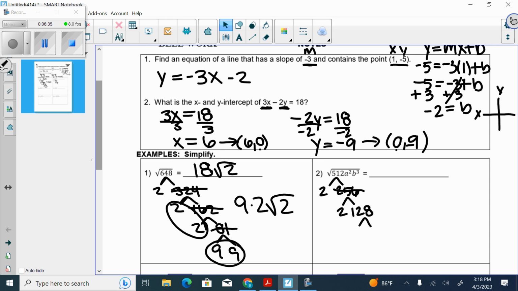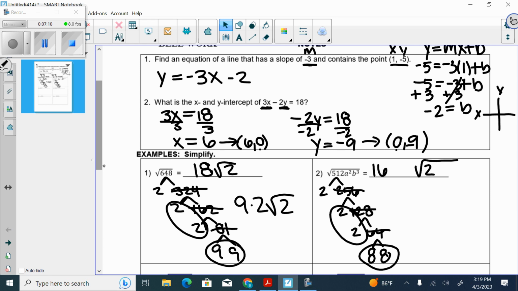What about the 128? Good. What about 64? 8 and 8. So did we find any pairs? What do we got? An 8 and a 2. What do I do with the 2 and the 8 that I'm taking out? Multiply them together. What is 2 times 8? 16. Anything left over? A 2. So that goes inside the square root.